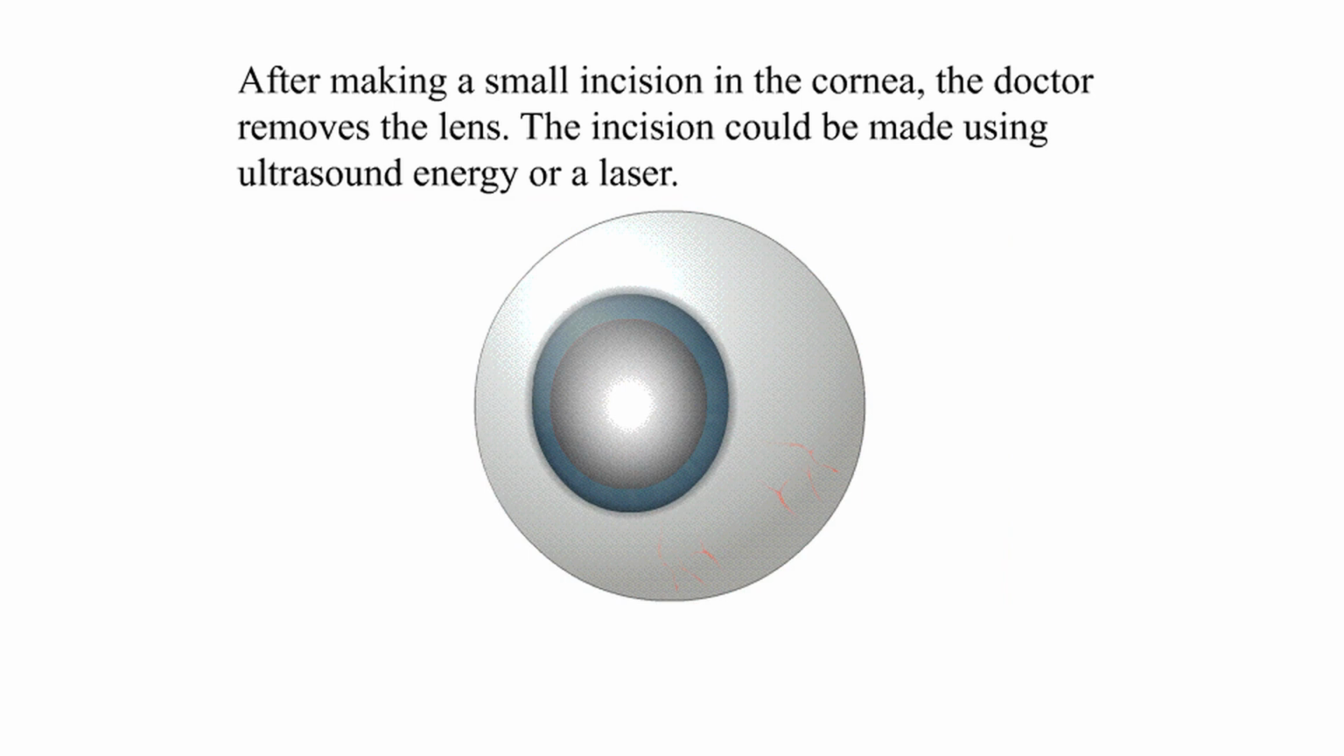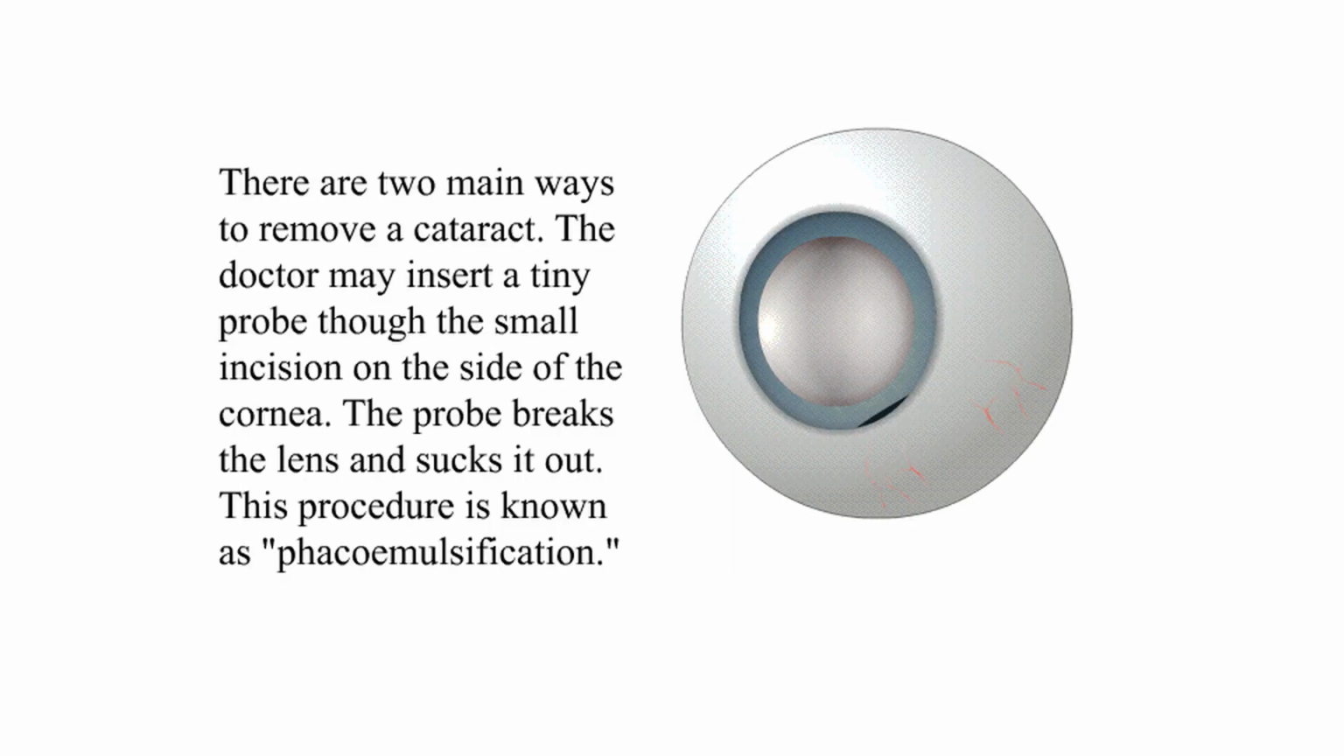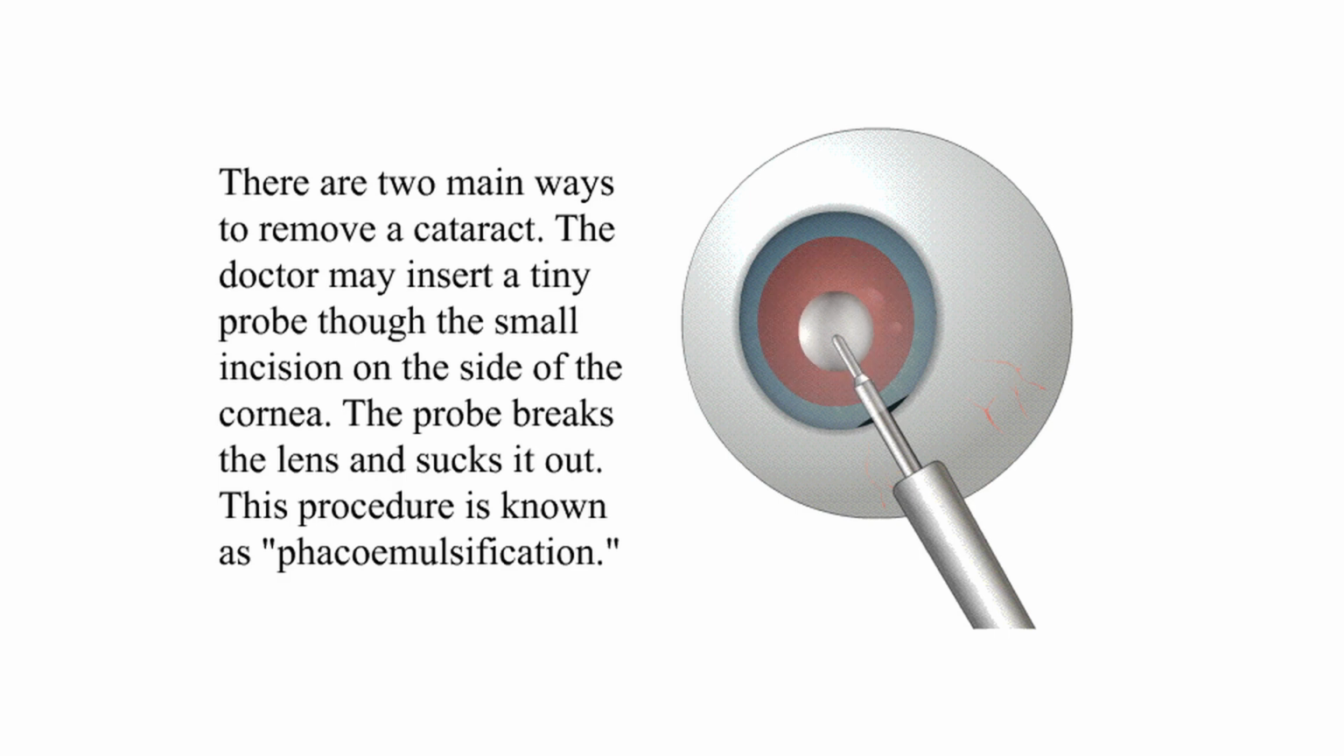After making a small incision in the cornea, the doctor removes the lens. The incision could be made using ultrasound energy or a laser. There are two main ways to remove a cataract. The doctor may insert a tiny probe through the small incision on the side of the cornea. The probe breaks the lens and sucks it out. This procedure is known as phacoemulsification.